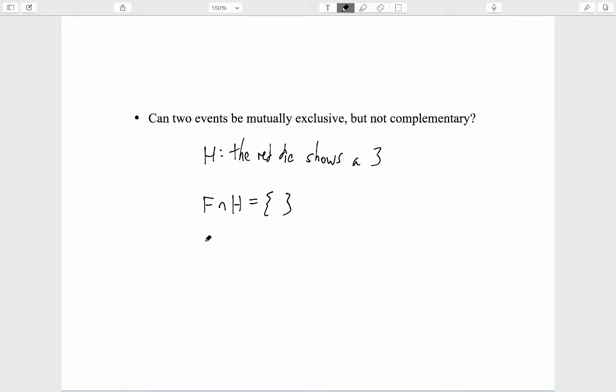But it is not the case that F and H are complementary. On the contrary, F and H are not complementary. They are not opposites of one another. It is not the case that when you roll the dice, either F happens or H happens. The conclusion is that two events such as F and H can be mutually exclusive, but not complementary.